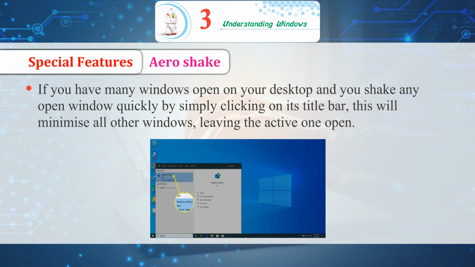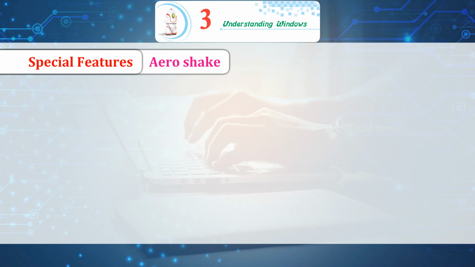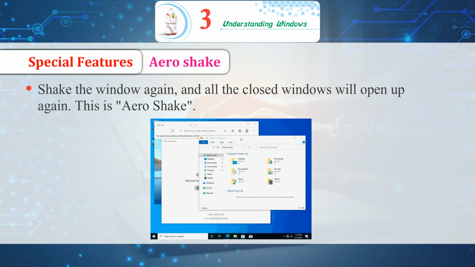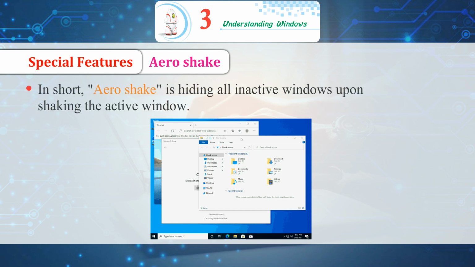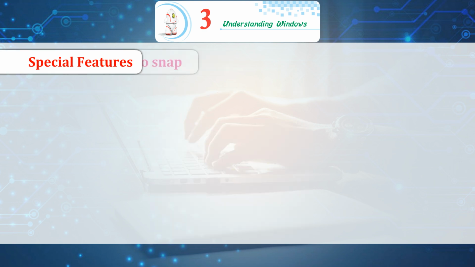Aero Shake. If you have many windows open on your desktop and you shake any open window quickly by simply clicking on its title bar, this will minimize all other windows, leaving the active one open. Shake the window again and all the minimized windows will open up again. This is Aero Shake. You can also press the Windows and M keys on the keyboard if you want to minimize all windows except the one you are working on. In short, Aero Shake is hiding all inactive windows upon shaking the active window.